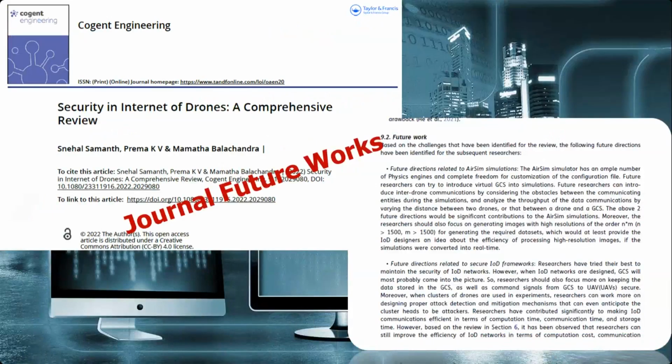Or maybe students can find journals. When you find a journal, please have a look at the future work section. This is an example. This article, Security in Internet of Drones: A Comprehensive Review, is a systematic review study. When you read a paper or journal like this, it shows that this may be the result of chapter 2 of this student or researcher, because it is a comprehensive review. When you want to conduct research, you will do a review process.